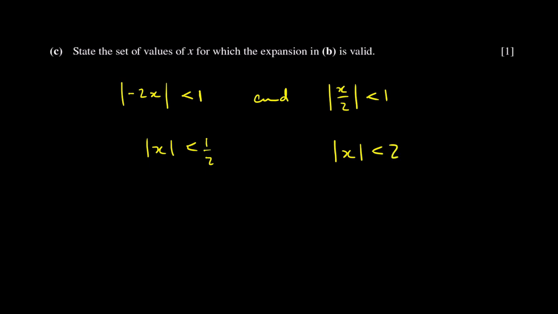Now, of course, if the modulus of x is less than a half, then it's also going to be less than 2. So actually, we don't need this one anymore. We can basically just cross it out. And we can say that the only condition is the modulus of x must be less than a half.